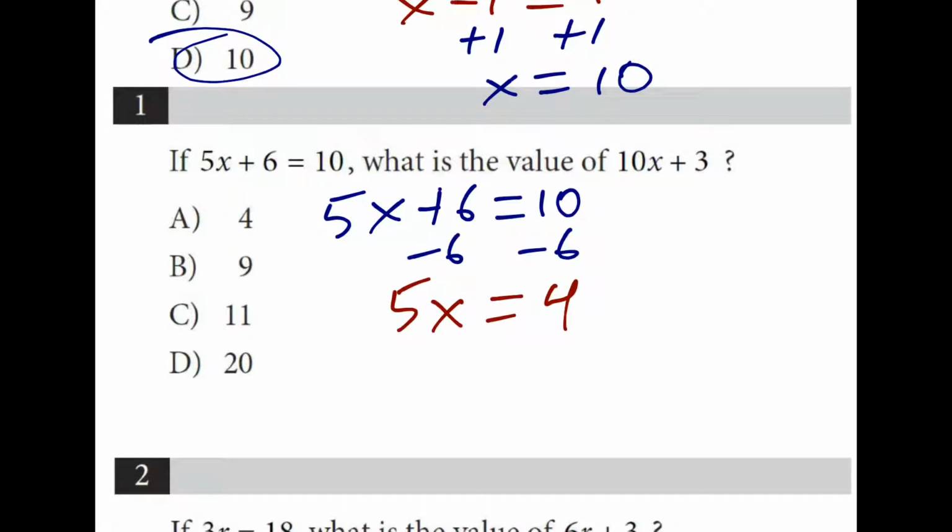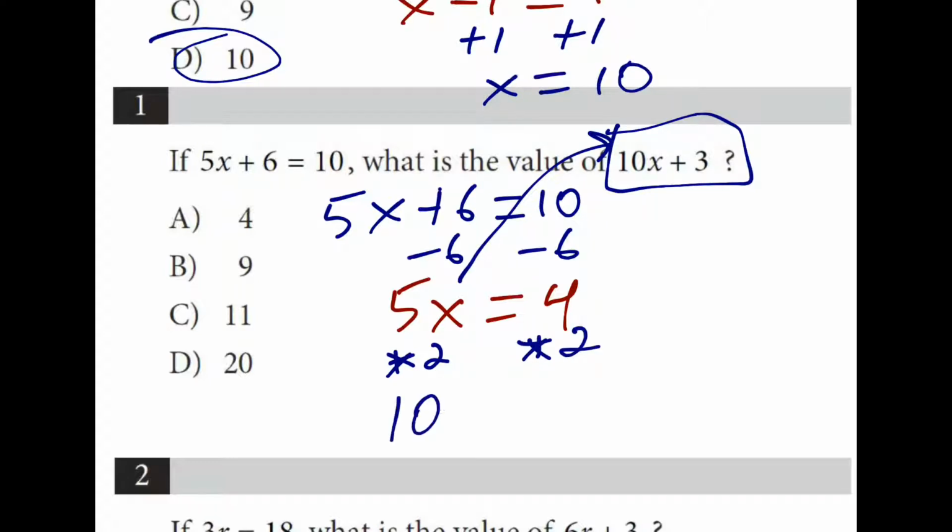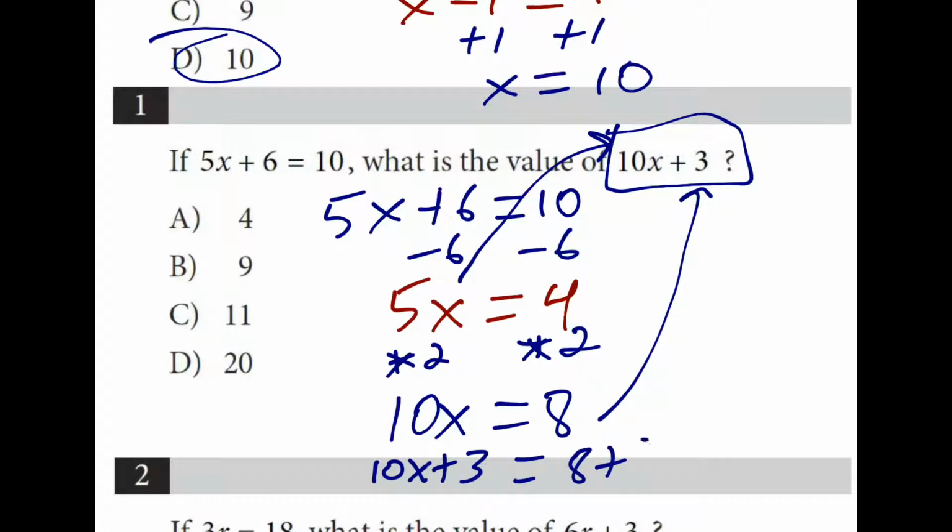For this next problem, take a look at what happens after you subtract 6 from both sides. If you're going to try to solve for x all the way, you would get a fraction. One strategy is to look at our end point. What are we trying to come up with? And that is 10x + 3. Is there a relationship between 5x and 10x? We can double both sides here and avoid having to deal with fractions. If we know that 10x is equal to 8, we know that 10x + 3 is equal to 8 + 3, which is just 11.